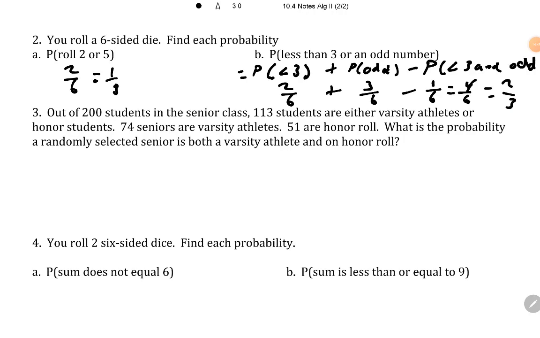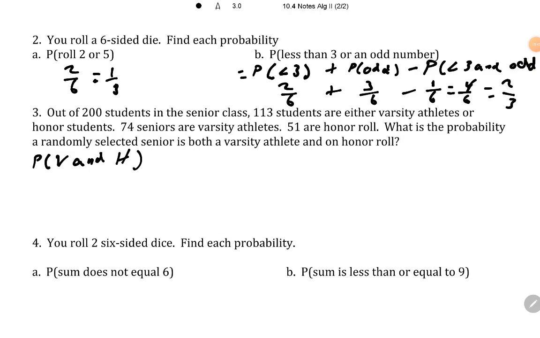Out of 200 students in the senior class, 113 students are either varsity athletes or honor students. 74 seniors are varsity athletes, 51 are on the honor roll. What is the probability that a randomly selected senior is both a varsity athlete and on the honor roll? So our goal is to look for varsity and honor roll.